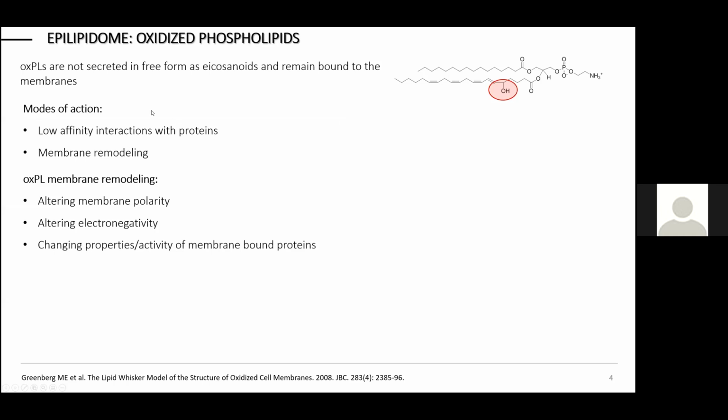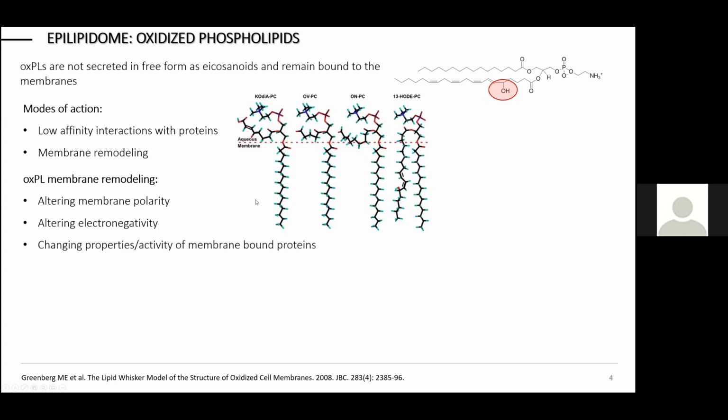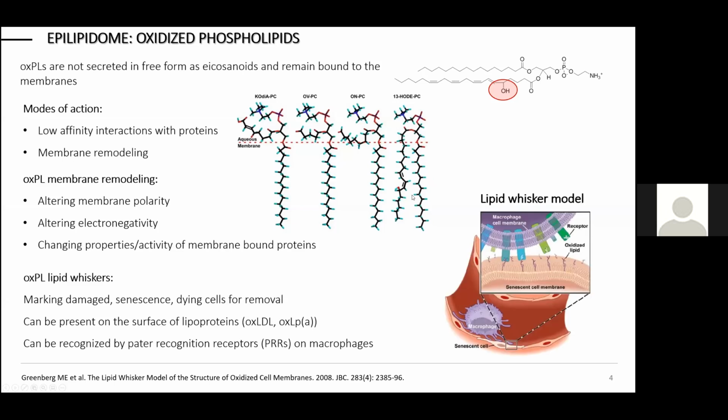So what kind of modes of action can be attributed to them? For instance, low affinity interaction with proteins and membrane remodeling. These oxidized lipids can remodel and alter membrane polarity, its electronegativity, and in this way also change the properties and activation of membrane-bound proteins. What we know is that if we form different kinds of modification, just simple hydroxylations, but also truncation events, this more polar modified chain can actually pop out of the membrane and form what is called lipid whiskers. Those lipid whiskers can in turn be recognized by pattern recognition receptors.